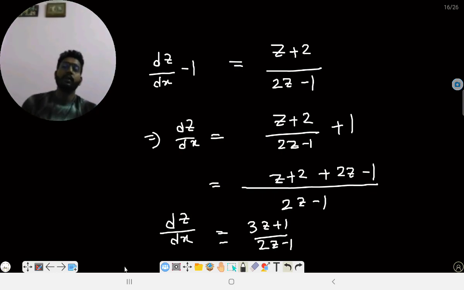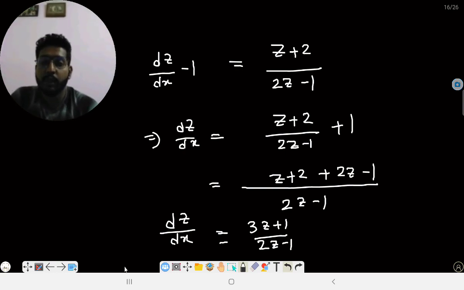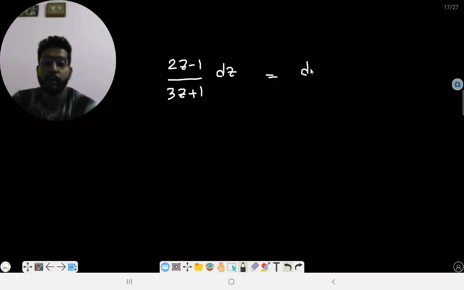Now the same thing, that is separation. We have to do the separation, which means dz will contain the z terms and dx will contain the x terms. So it will follow like this: (2z - 1)/(3z + 1) dz equals dx. Now integrate here and here.